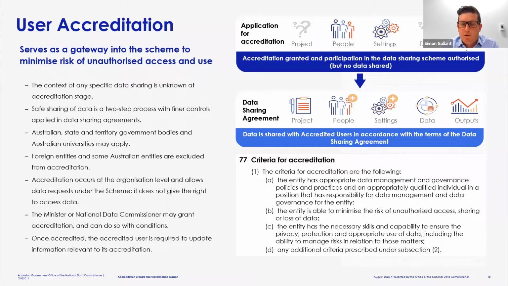There's a number of criteria for becoming an accredited entity, and those include having good data management and governance policies, having appropriate qualified individuals in some leadership position to make sure that that's being done properly, and has some IT security controls to make sure that shared data isn't going to be available to absolutely everyone in the organisation and is unlikely to be lost. And also that the organisation understands what skills it has and what capabilities it has and how those are managing the privacy, protection and appropriate use of data.